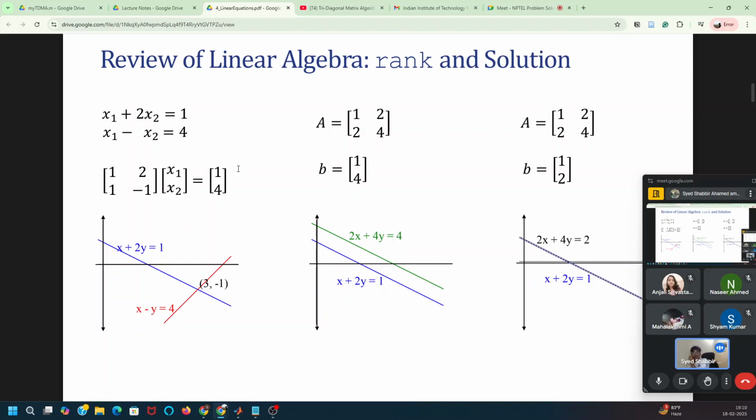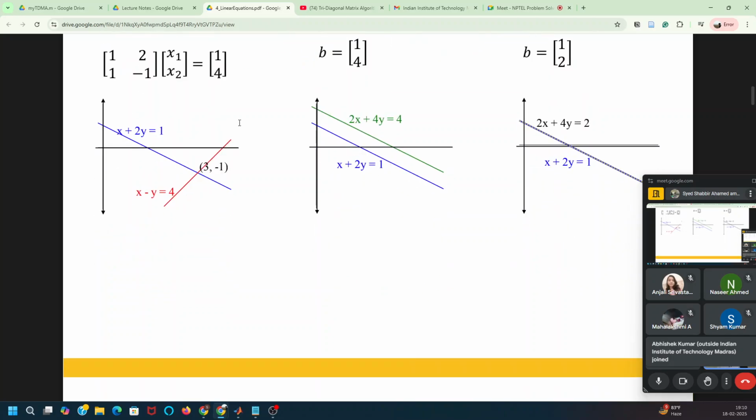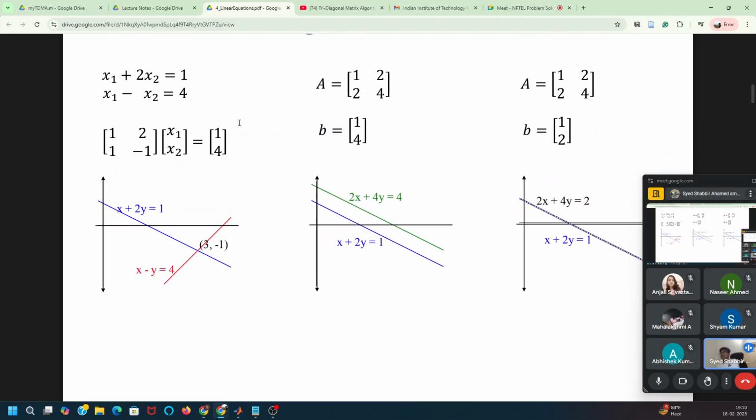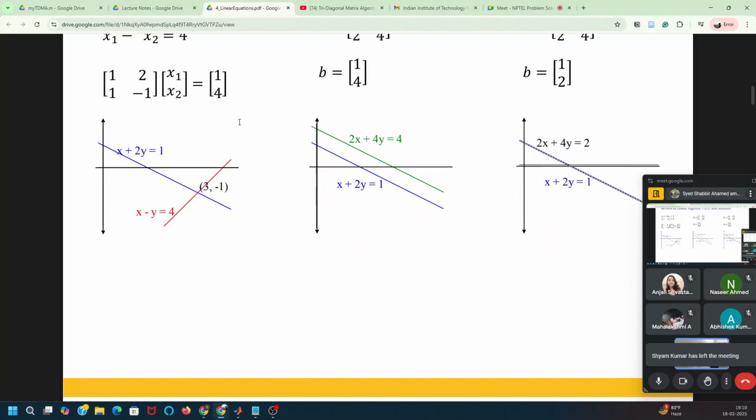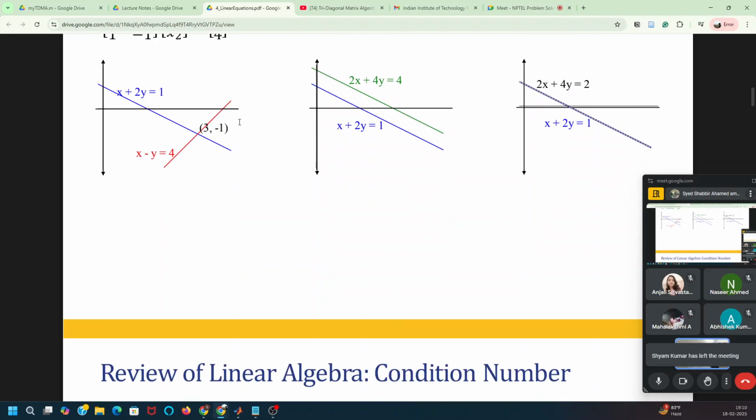But if you have a four cross four system, you have to take four dimensions. It is not possible to imagine four dimensions, so you cannot find the solution of linear systems just by plotting. You have to have some kind of technique through which you can find the solution. So that's what linear algebra does for us.